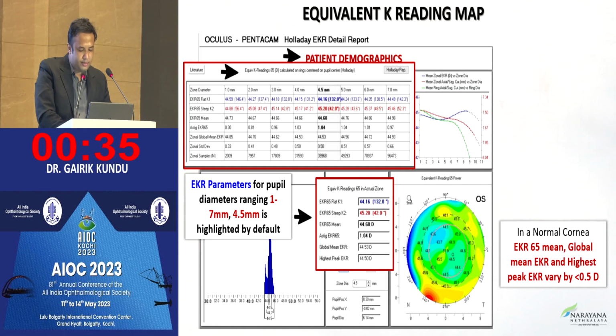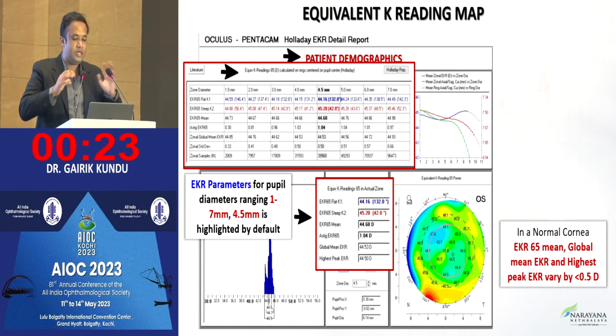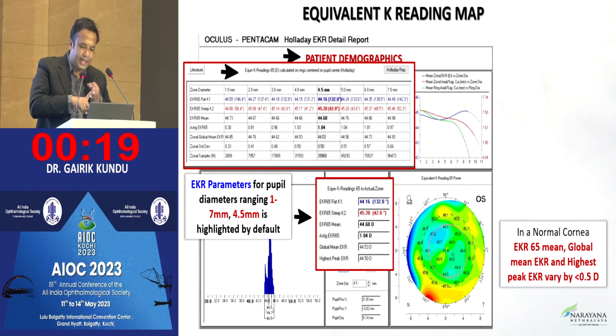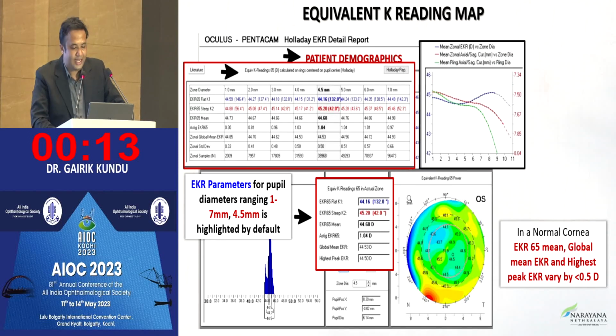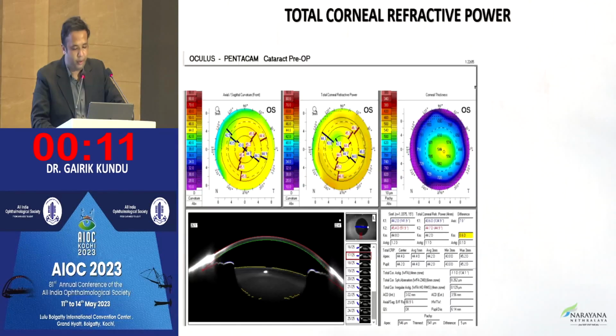but also, to summarize, there are some other values which are seen. There's something known as EKR 65, which is actually 65% of the mean values. There is something known as the global mean EKR, which gives you an average of the EKR. So what happens is, in a regular cornea, the mean EKR as well as the EKR 65 generally tend to be almost the same, or differ by very little, less than 0.5 diopters, and that is what is important in these cases.